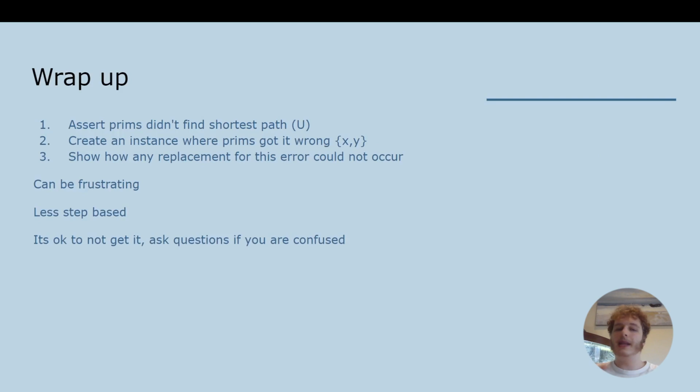Now, here's a mini wrap up of the steps. We asserted that Prim's didn't find the shortest path. Again, we didn't assert that it was incorrect or doesn't work. We just asserted that it said there was a shortest path, but it wasn't the actual shortest path. We created the instance for all these shortest paths where Prim's would have got it wrong, and we showed that in every instance where Prim's got it wrong, there had to be a logical error somewhere. I understand this can be frustrating, and I understand it can be difficult because it's less step-based. And again, it's okay not to get it.